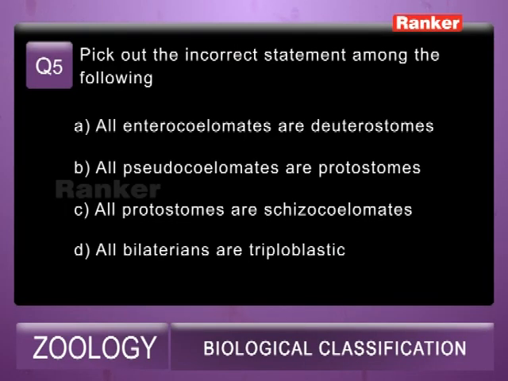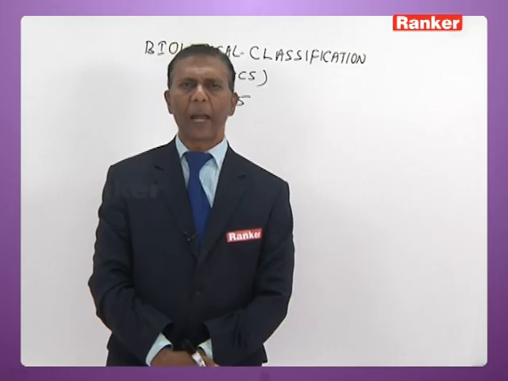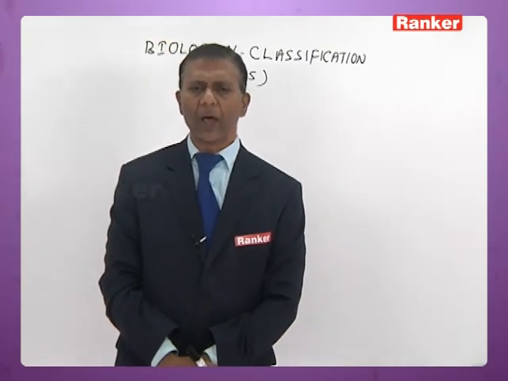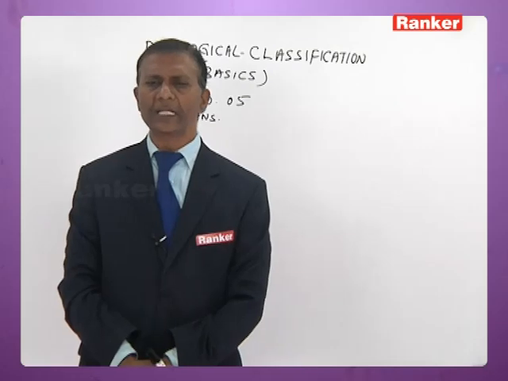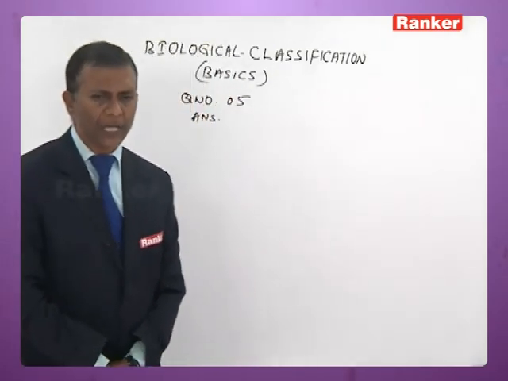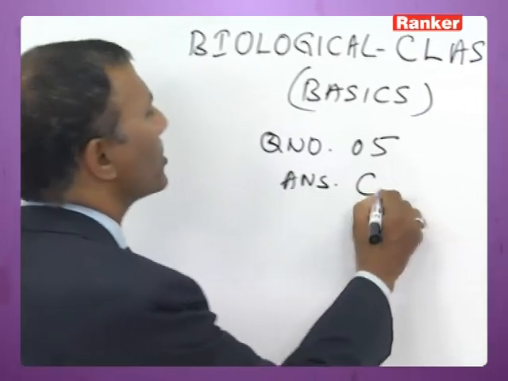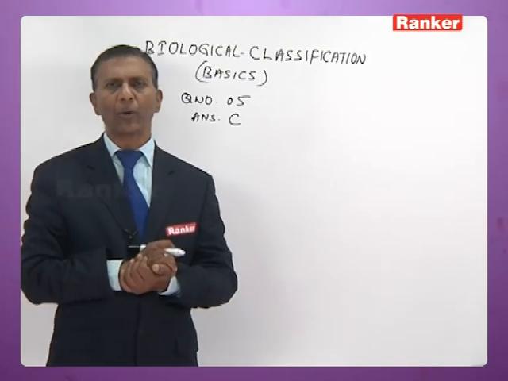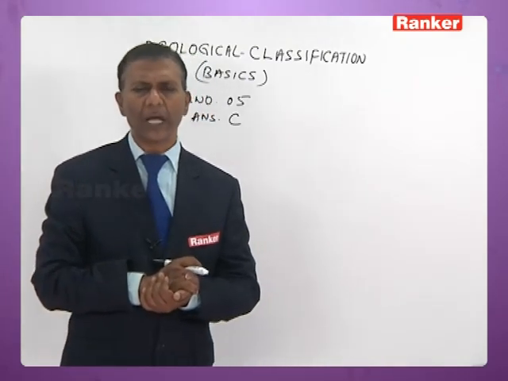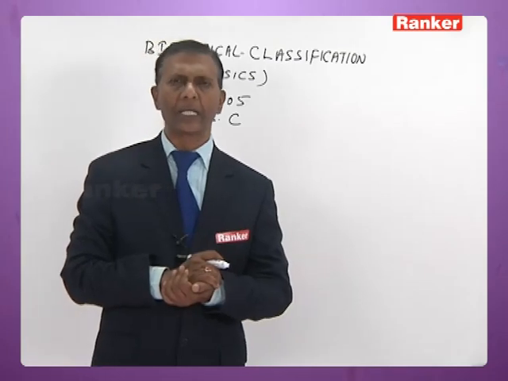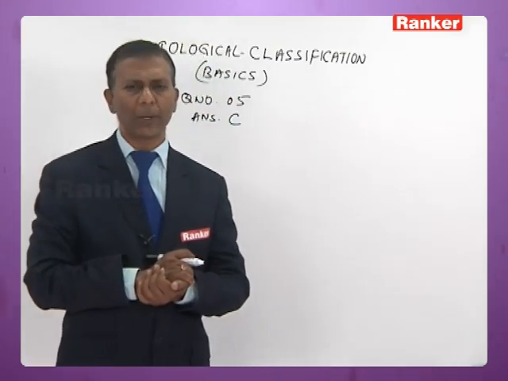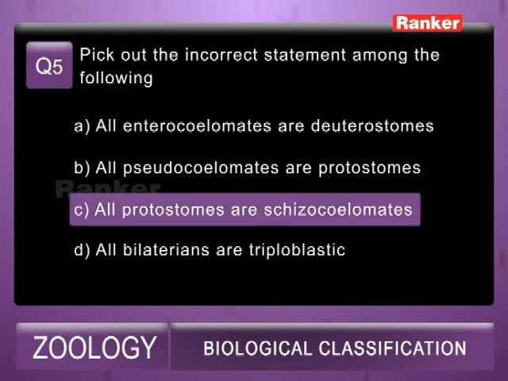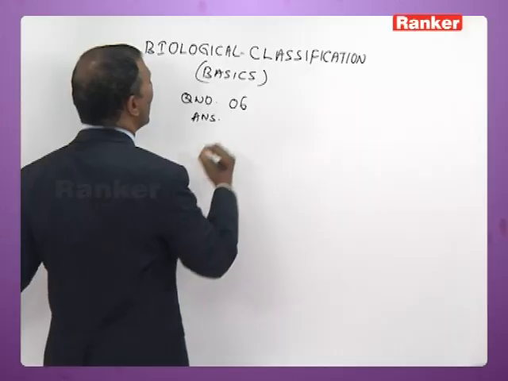And option D: all bilaterians are triploblastic. From Platyhelminthes onwards, all phyla exhibit the triploblastic condition and all of them are bilaterians. So option D is correct. Among these, the wrong option is option C, because all protostomes are not schizocoelomates. Among protostomes, only Annelida, Arthropoda, Mollusca are schizocoelomates. Platyhelminthes are acoelomates, Nemathelminthes are pseudocoelomates. So for the fifth question, the correct answer is option C. Now question number 6.